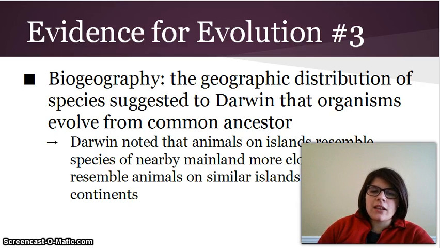So he went back through his notes and he was able to note that animals on islands resemble species of the nearby mainland more closely than they resemble animals on similar islands and other continents. This is because they are evolving from one common ancestor and they are not evolving from each other.